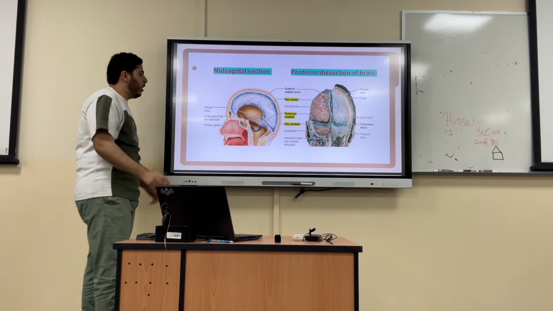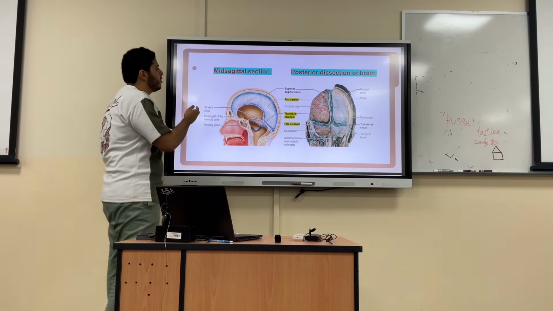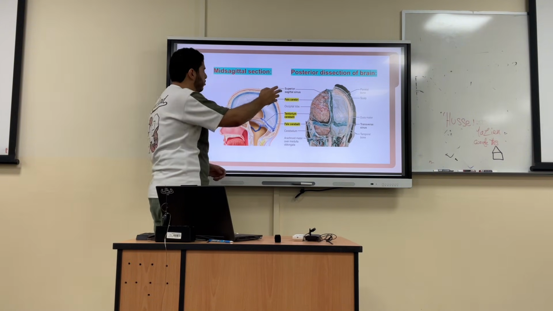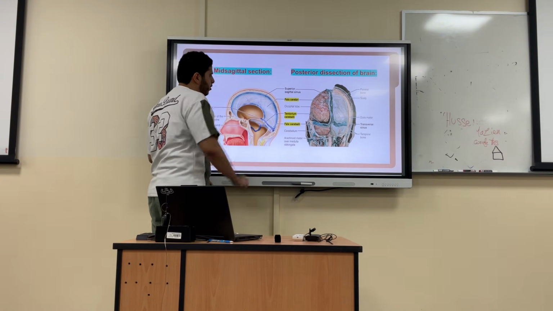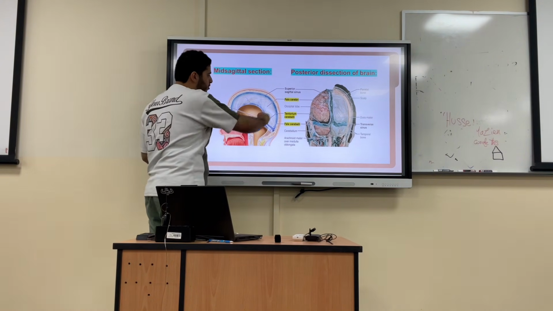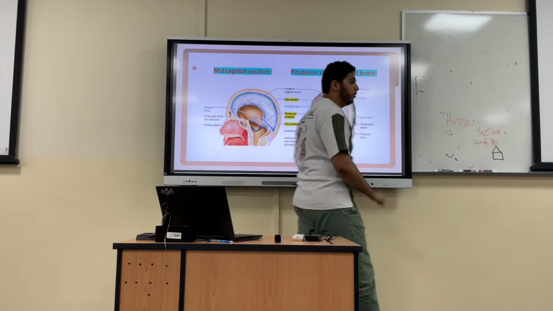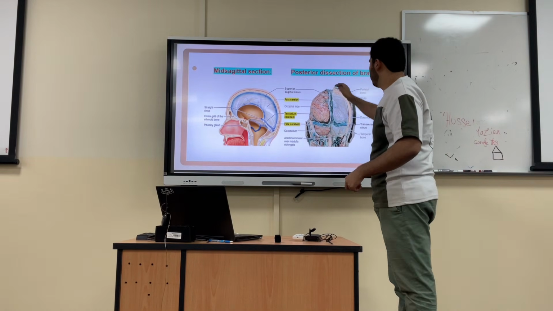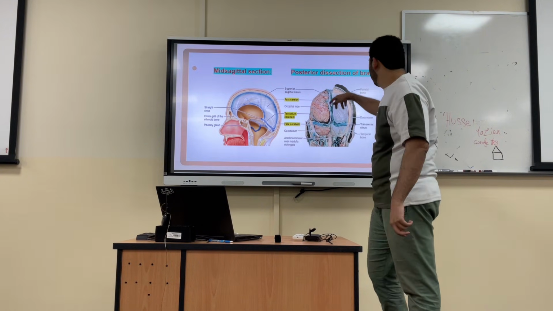And we have some sections here. We have a mid-sagittal section. We have a posterior dissection of a brain. In the mid-sagittal section, we have highlighted the falx cerebri and the tentorium cerebelli. Here we can visualize it better. Let's see. The falx cerebri. There are the cerebral hemispheres. There are the cerebellar hemispheres.